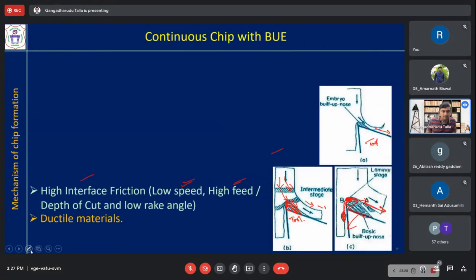Is it clear, the concept of built-up edge? Yes, sir.